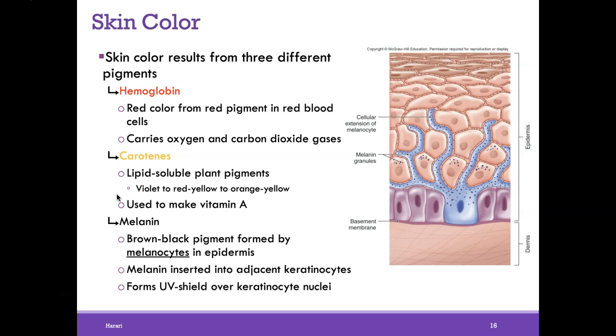And finally, the most important is melanin. These are produced by melanocytes. Here's an example of a melanocyte. Melanocytes have these extensions that can penetrate into the layers of the epidermis, so they can deposit melanin granules into the keratinocytes, into the skin cells. And those melanin granules form UV shields over the nuclei of the keratinocytes, so it's protecting their DNA. So melanin is like a protective shield against UV light, so DNA doesn't get damaged.